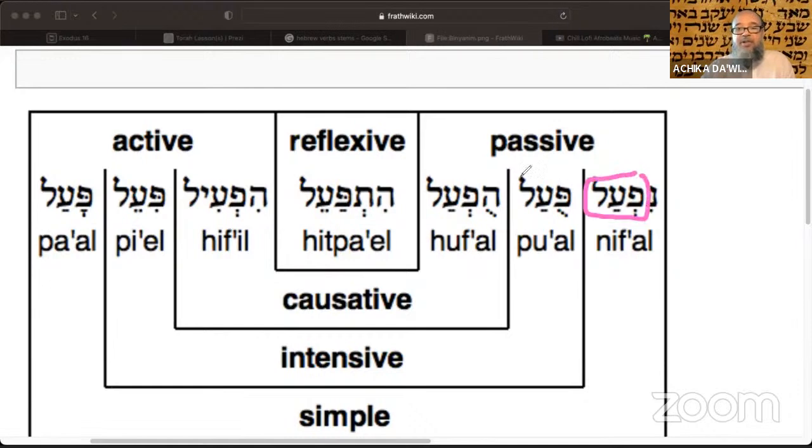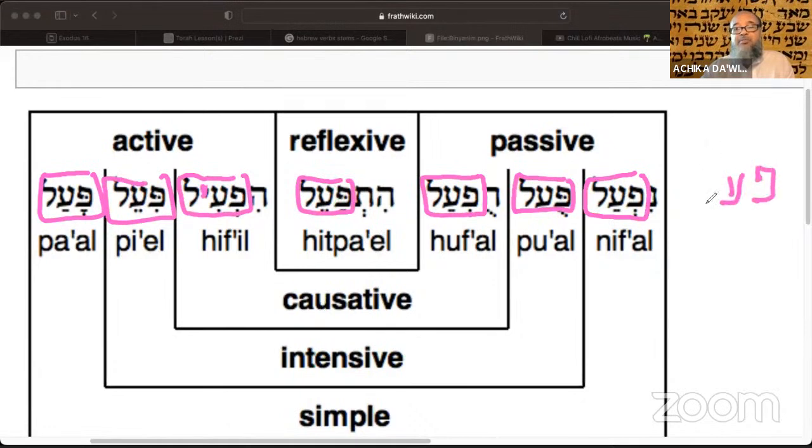That's the Pual. That's the same letters. That's the same letters. That's the same letters. That's the same letters, and that's the same letters. All 7 of them have this word called Pa'al. Okay.